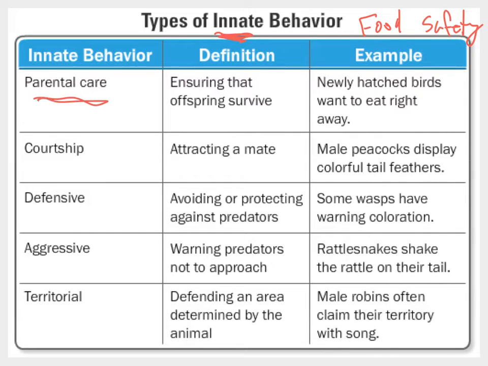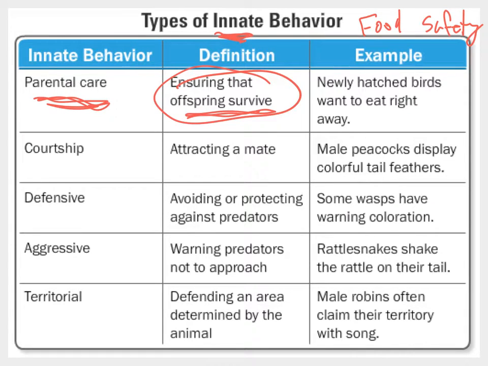The first one is going to be parental care. By parental care, what we're talking about is ensuring that the offspring survive, being a good parent. Some examples of these would be newly hatched birds, which want to eat right away, or the building of a nest, or things of that nature, something that's going to ensure that offspring survive.